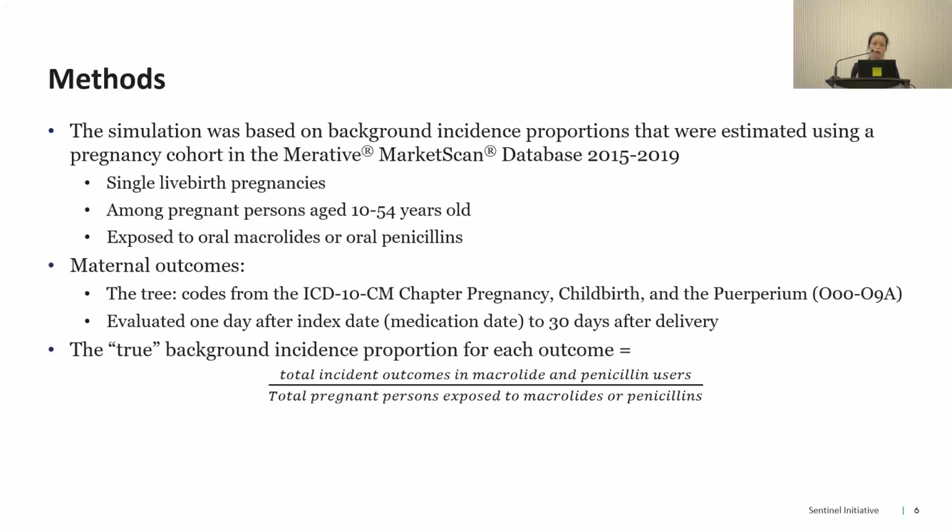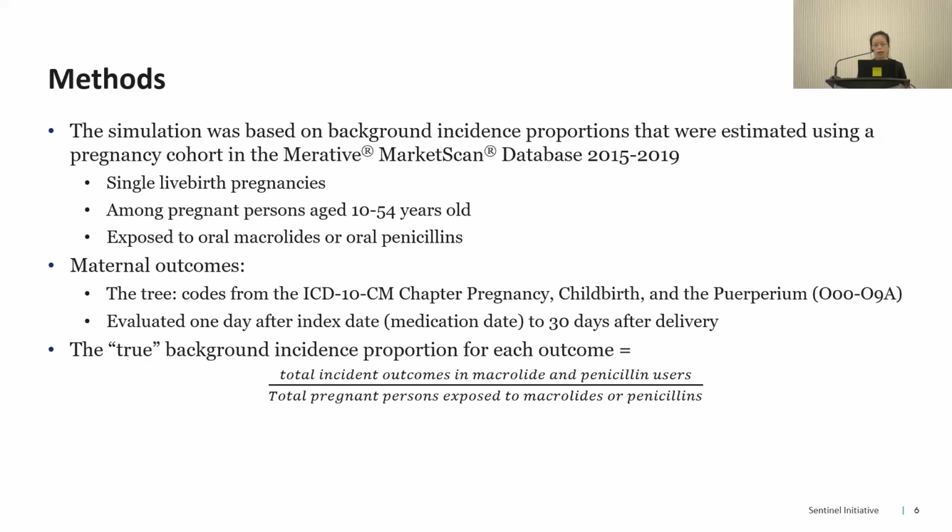And let's move to our simulation study. We use the MarketScan data to calculate the background incident proportion by forming a single live birth pregnancy cohort among pregnant persons aged 10 to 54 years old, and those pregnant persons exposed to either oral macrolide or penicillin. We use the ICD-10 chapter, pregnancy, childbirth, and puerperium to build a maternal outcome tree. And we evaluate maternal outcomes from 1 day after the first antibiotic pill date until 30 days after delivery.